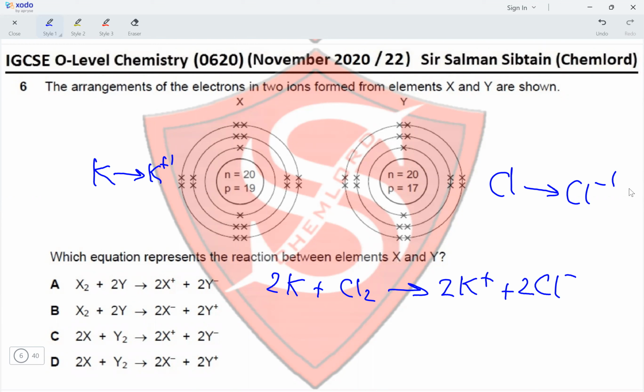So converting this into X and Y, we need to have 2 moles of X reacting with Y2, producing 2 moles of X positive and 2 moles of Y negative. So this is the equation that is given in option C, making C the correct option for this question.